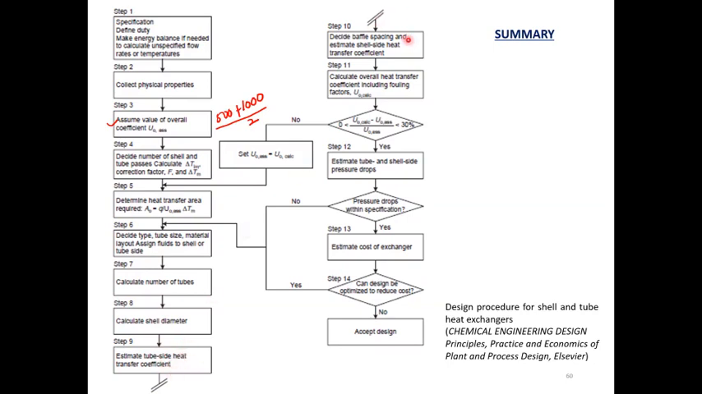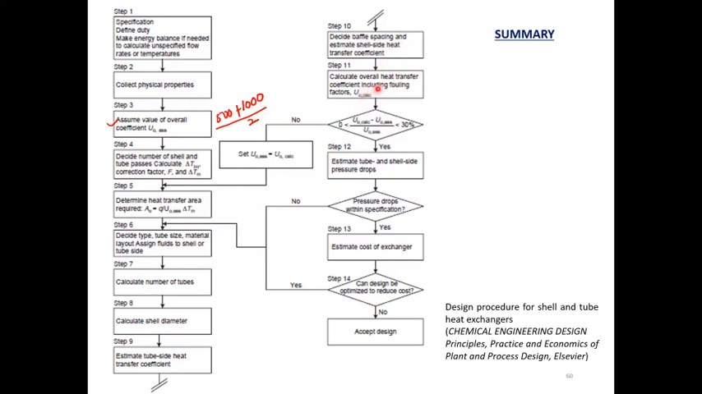And you may proceed to decide the baffle spacing. You may refer to this information from the general design. For the baffle spacing, we have the range of the baffle spacing based on the shell diameter. And also you need to estimate the shell side heat transfer coefficient.